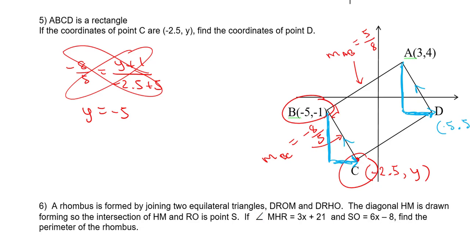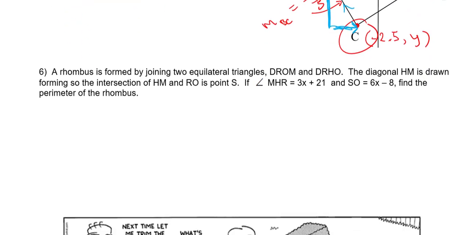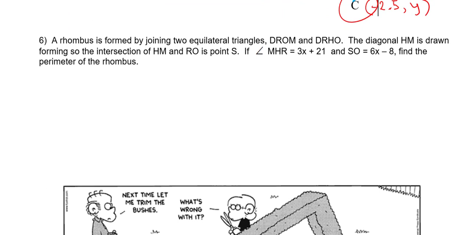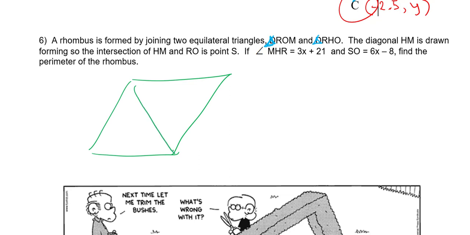Okay, one last problem down at the bottom here. Got this rhombus formed by joining two equilateral triangles. I believe this is supposed to be triangle symbols. Sorry about that. Not sure what happened there. But I'm going to end up with a rhombus, so let's draw that. And these are going to be two equilateral triangles there and there.